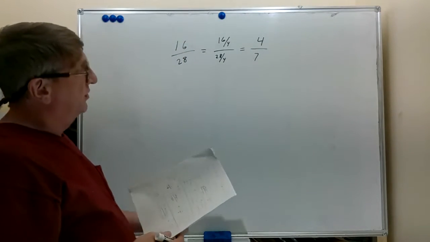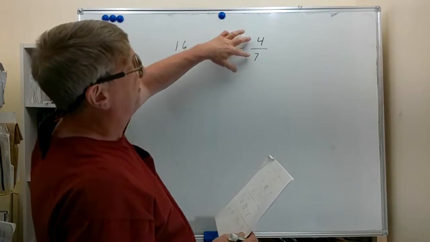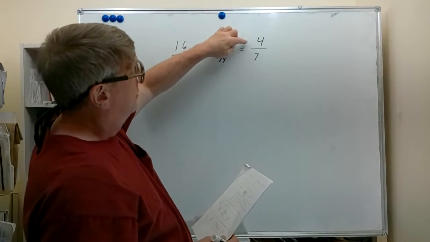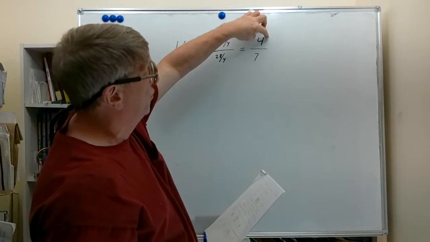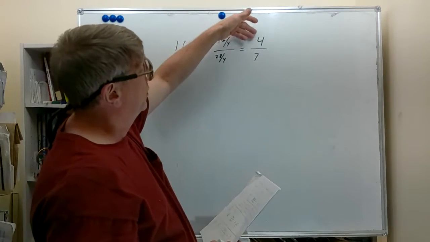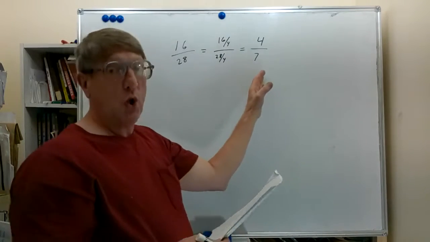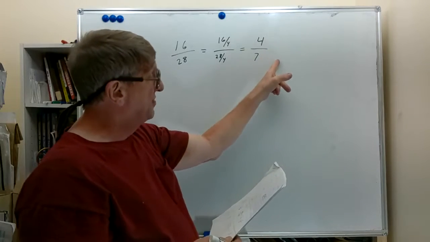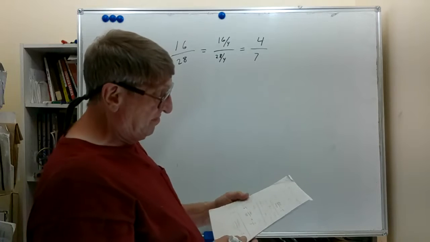But you might notice that there are no common divisors between 4 and 7. The only thing that goes into 7 is 1 and 7, neither of which will go into 4. 1 and 4 and 2 are what will go into 4, none of which will go into 7. So this fraction is what we call lowest terms. There are no common divisors between the numerator and the denominator, or some people might say the top and the bottom of the fraction.